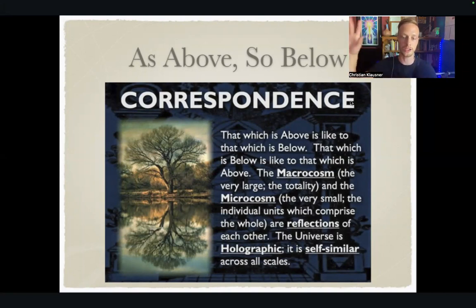The macrocosm, the very large, the totality, and the microcosm, you and your body, the very small, the individual units which comprise the whole, are reflections of each other. The universe is holographic, it's self-similar across all scales. If you take one of your little tiny cells, and out of the 10 trillion cells that you have in your body, that cell is like a little individual. It takes in food, it releases waste, it has a digestion of sorts, it thinks for itself in many ways. That cell is a reflection of you. And your body is the macrocosm to that one tiny little cell, of which it's just a piece of it. If you take one little drop out of the ocean, that drop is a holographic reflection of the entire ocean.